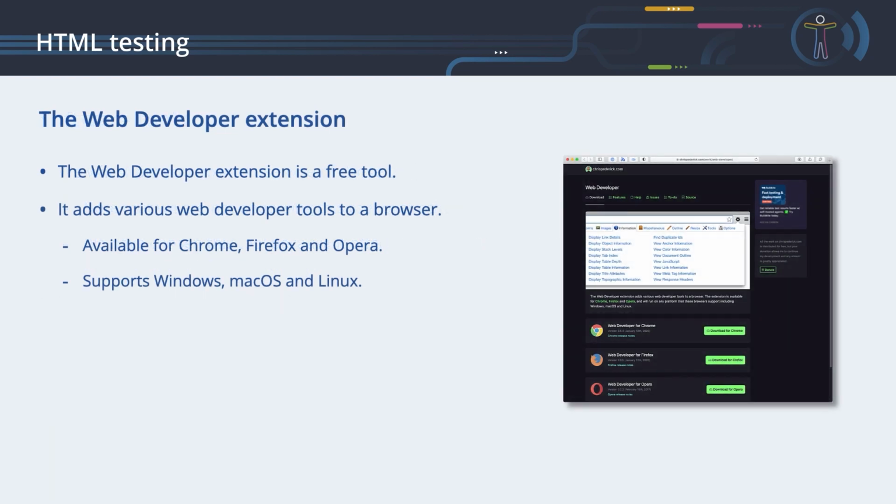The Web Developer Extension. The Web Developer Extension is a free tool. It adds various web developer tools to a browser. The extension is available for Chrome, Firefox, and Opera, and will run on any platform that these browsers support, including Windows, Mac OS, and Linux. Although this extension does not primarily focus on accessibility, it offers a lot of functions to support the creation of more accessible web pages. The extension can be installed and uninstalled using the built-in functionality provided by the browsers.